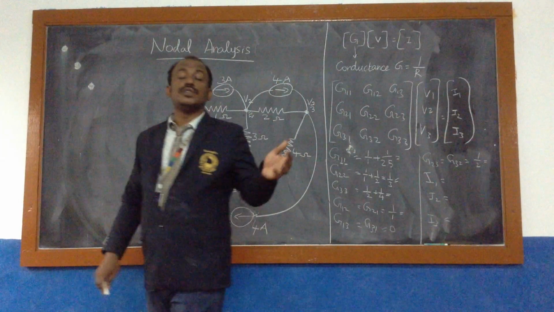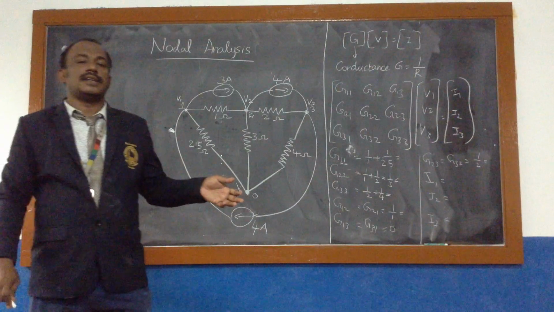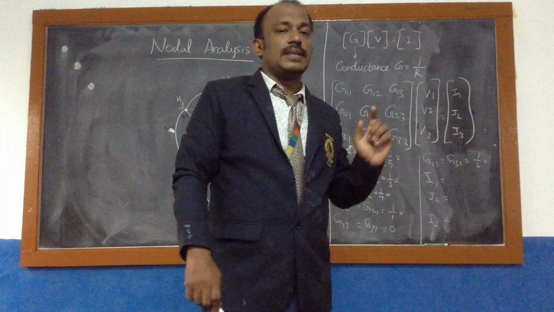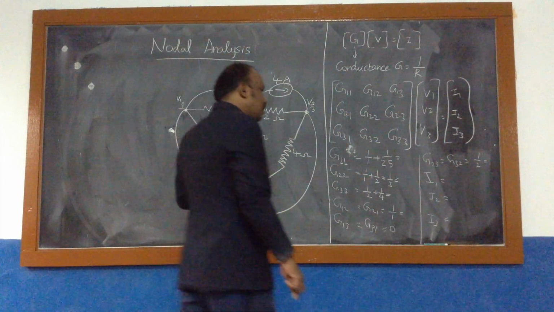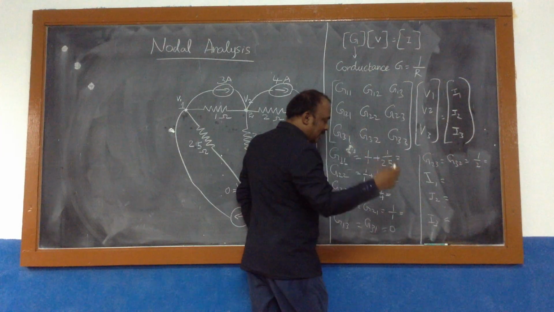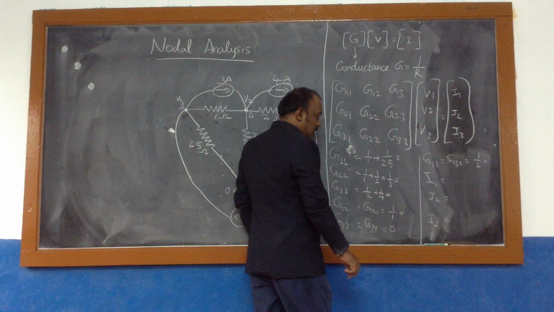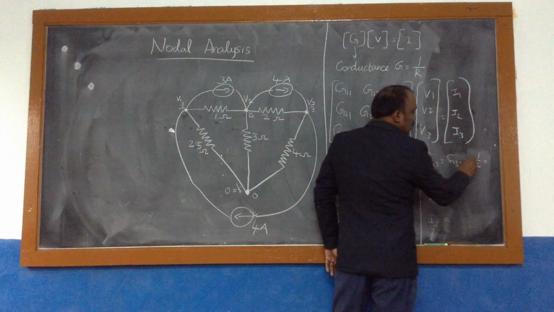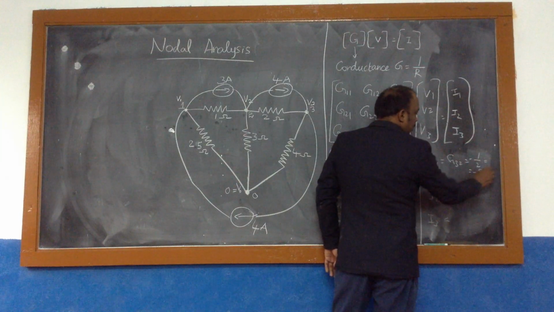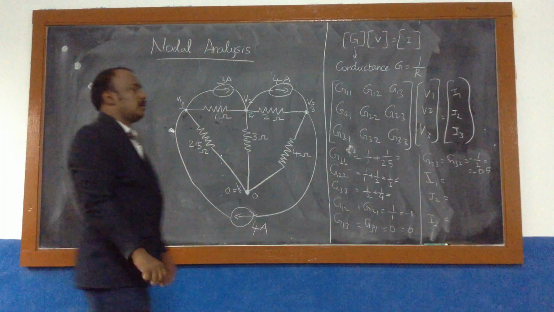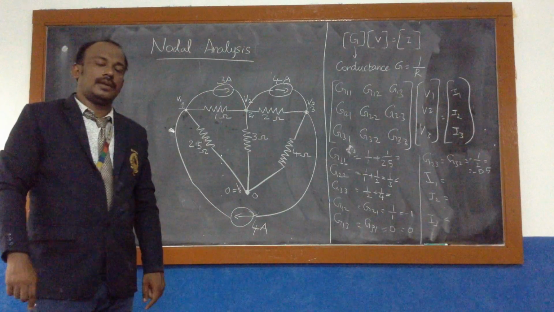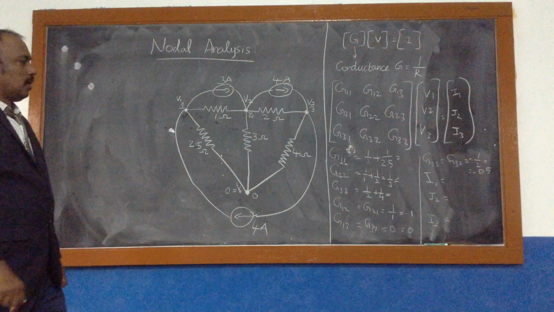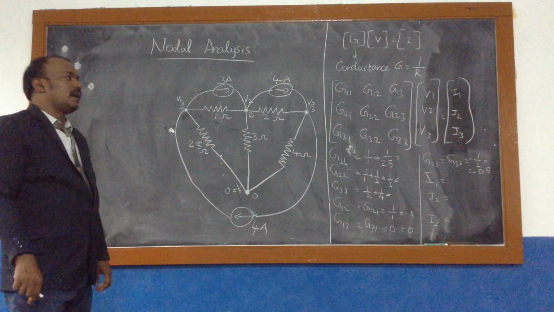And there we assumed the current directions. Based on those current directions, we put plus or minus in this. But here, by default, you put negative for all the non-diagonal elements. Non-diagonal elements: 1 divided by 1 is minus 1. It is 0 here. Here it is minus 1 by 2, which is equal to minus 0.5. Understood? Yes.